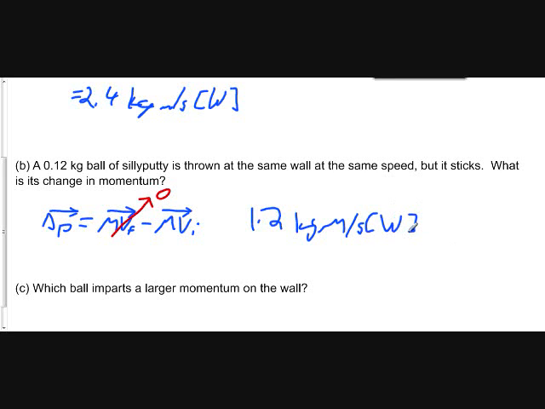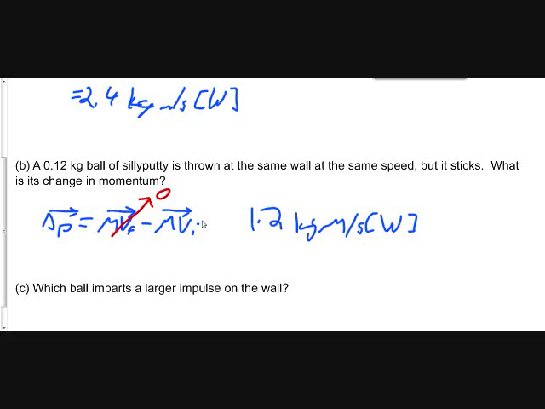So the last part of the question here is which ball imparts a larger momentum on the wall, or a larger impulse on the wall? That's probably what I should say there. Hopefully, again, you can see that the one that imparts the larger impulse will be the one that has the larger change of momentum, which is the super ball instead of the silly putty ball.